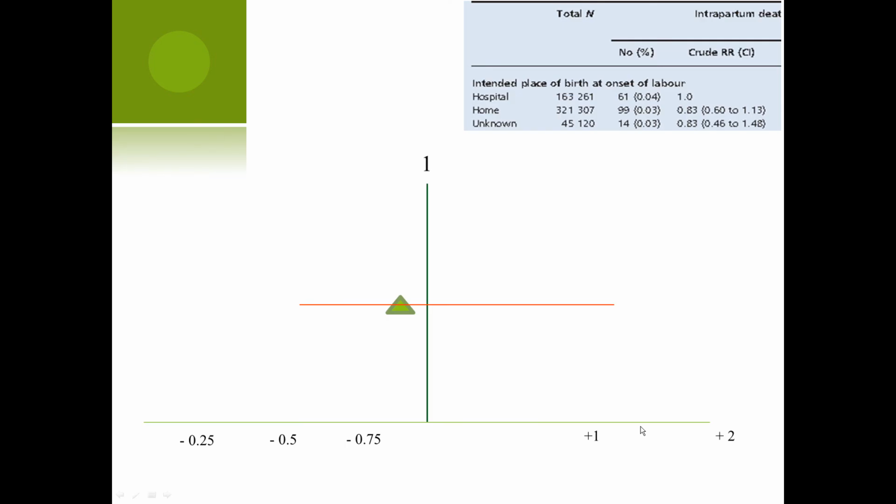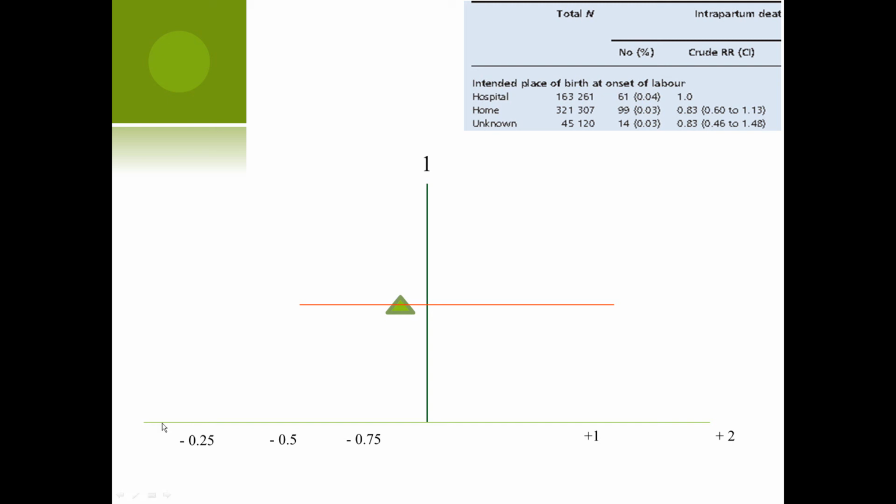So what I've done in this graph here is I've drawn a line down where the number 1 would be, and it's a really important line because in the last session we learnt that an odds ratio of 1 or a relative risk of 1 means there is no difference at all between the groups. So it's called the line of no effect.